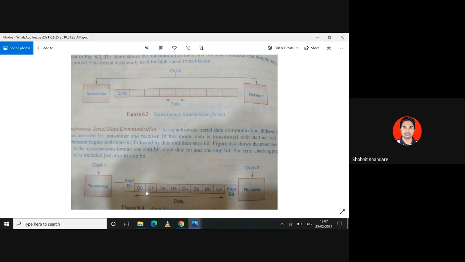The rate at which the bits are transmitted, write in brackets bits per second, is called baud rate or transfer rate.